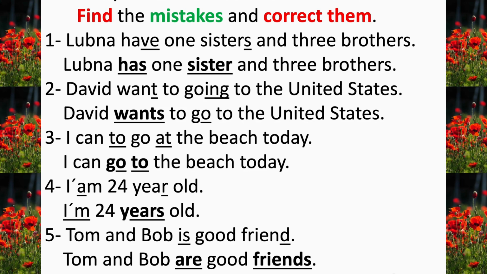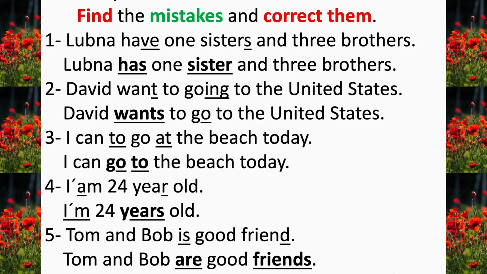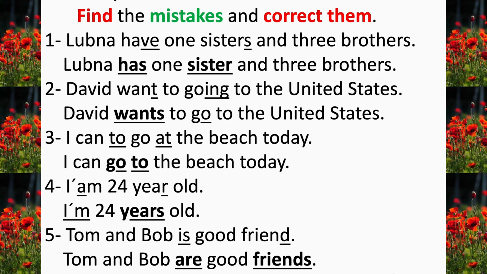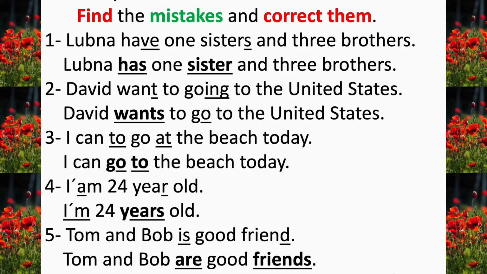Number 3, I can to go at the beach today. So I can go, not to go, I can go, because after can, the verb comes without to, infinitive without to. And we don't say at the beach, we say go to the beach. So I can go to the beach today. Number 4, I am 24 years old. So when we have a number, we don't write a. So I am 24 years old. Not year old, years old.